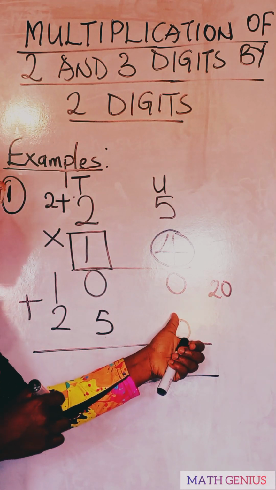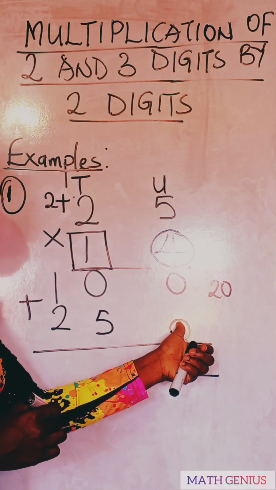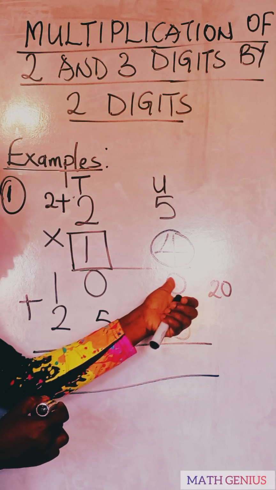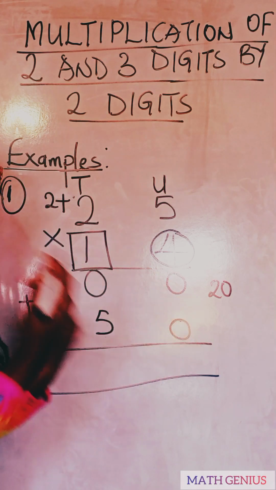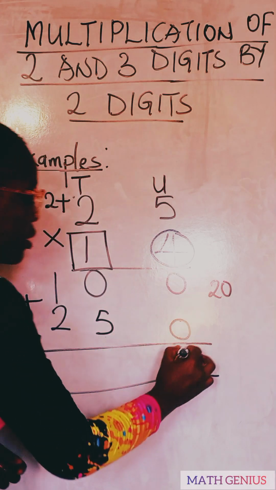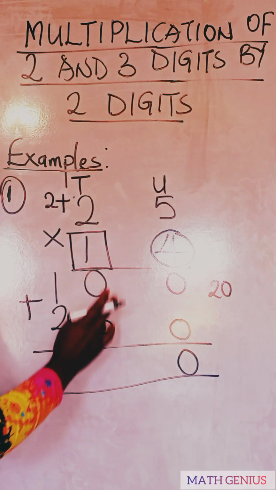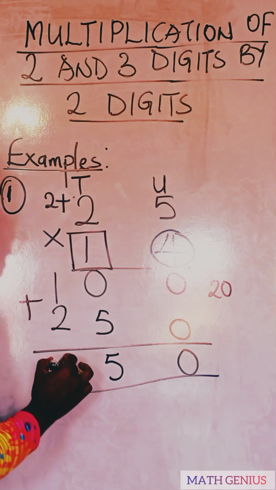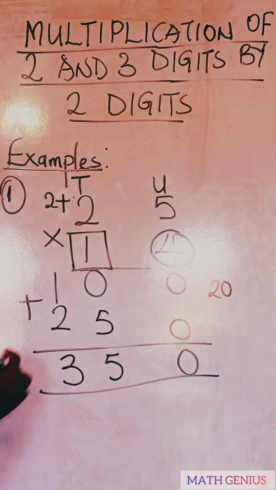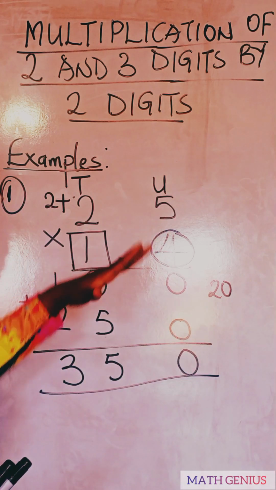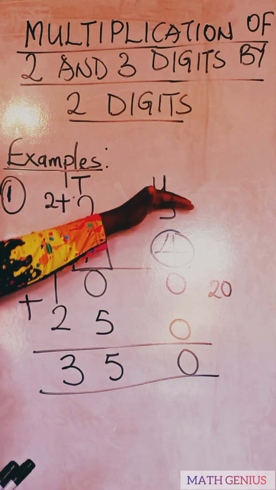0 plus 0. This is the reason why you don't leave this place empty, because most times you will tend to forget that you dropped a digit here. So you just put 0 there because it's still going to give you 0 at the end of it all. 0 plus 0 is 0. 0 plus 5 is 5. 1 plus 2 is 3. So at the end of it all, our result will be 350. This is just how you multiply 2 digits by 2 digits.